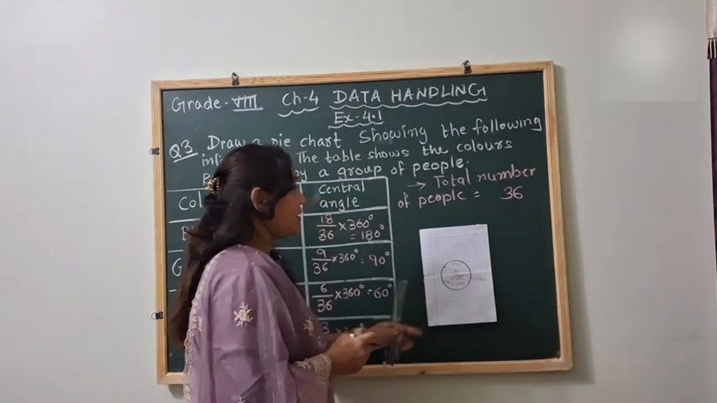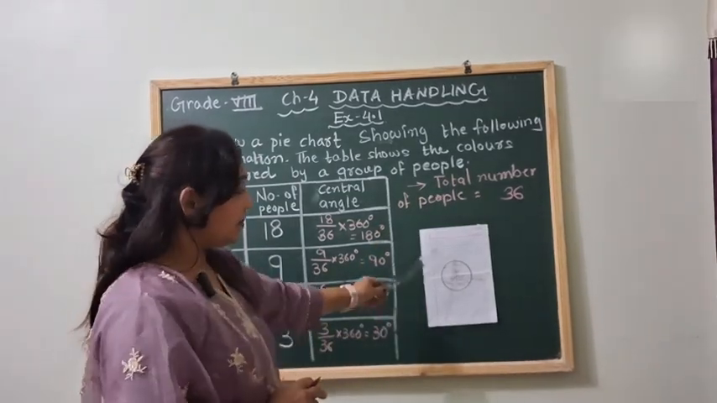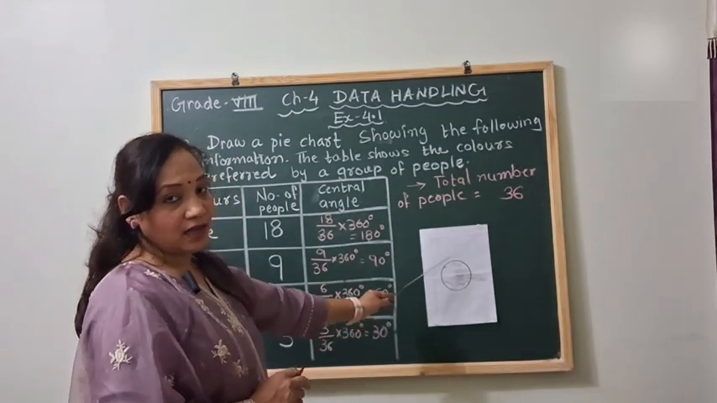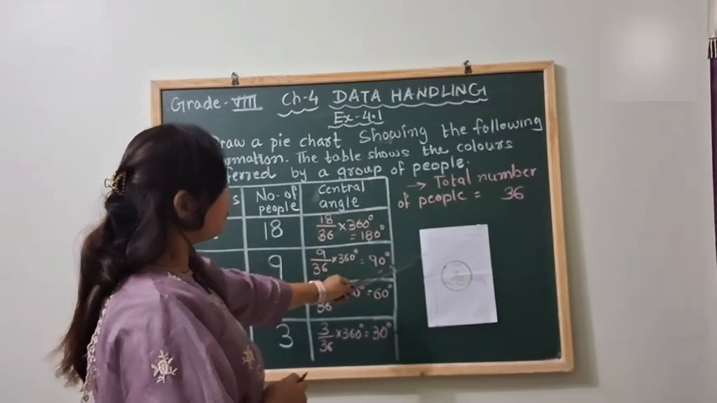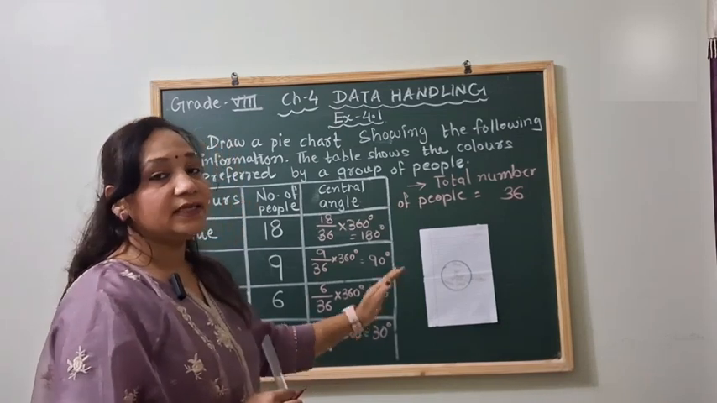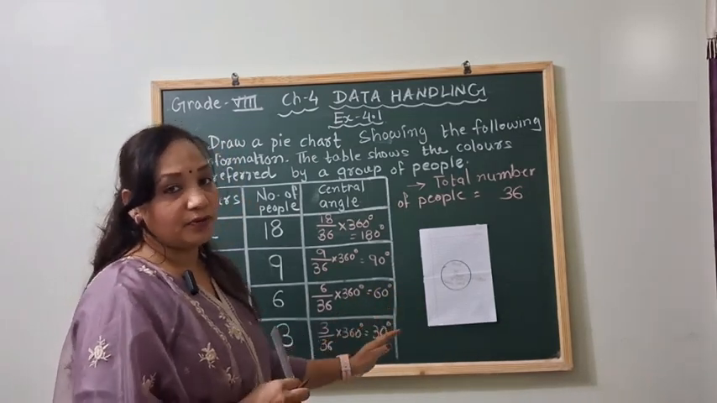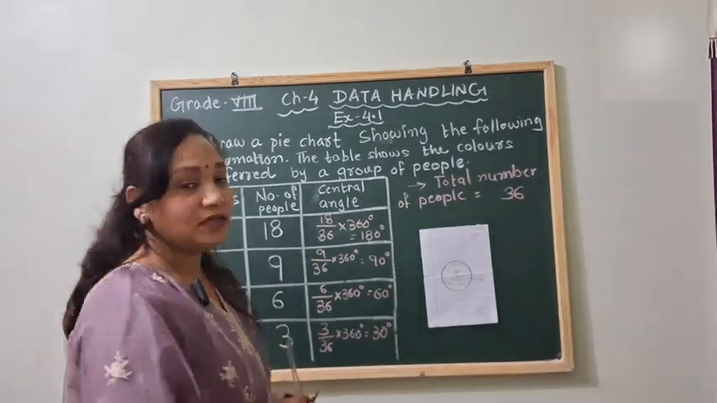Okay, so I hope, students, this is very much clear. We have finished with the pie chart here. Do write the heading, pie chart showing the colors preferred by a group of people. Okay, and then you draw the pie chart. Make it neat and clean and visible and label it properly with the degrees and the information given. Okay, students, now moving on to the next question.